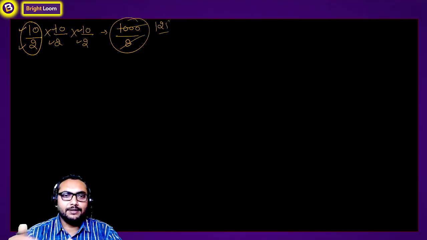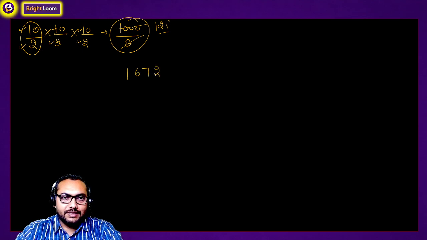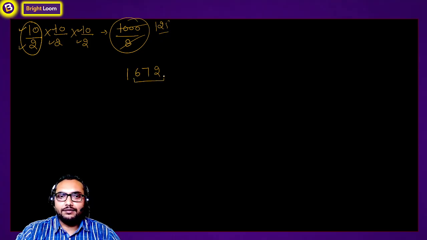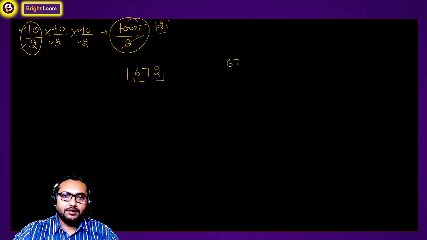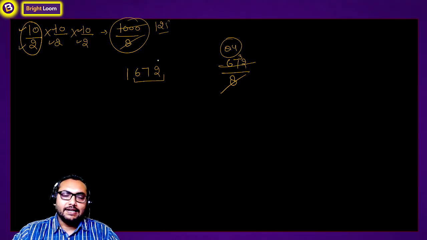What I'm talking about: suppose you have 1672 and you want to check whether this number is completely divisible by 8 or not. The divisibility rule says just check the last three digits of the number, that's it. If the last three digits are completely divisible, so 672, let us divide it. 8 one times, 8 8 times 64. Now we are left with 32, and 8 4 times 32, which is completely divisible, right? It means this number is also completely divisible by 8.